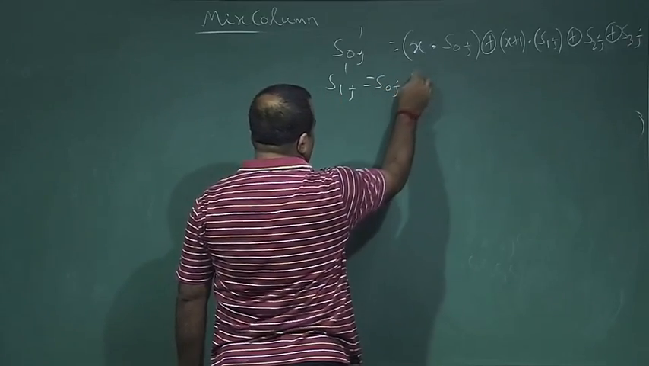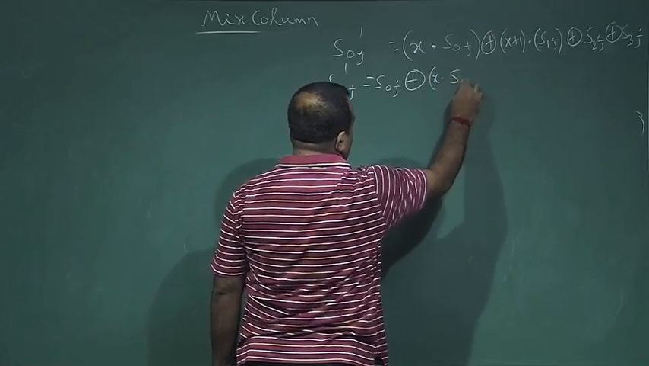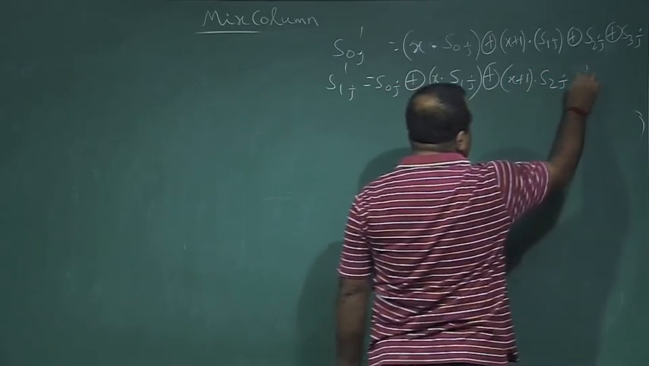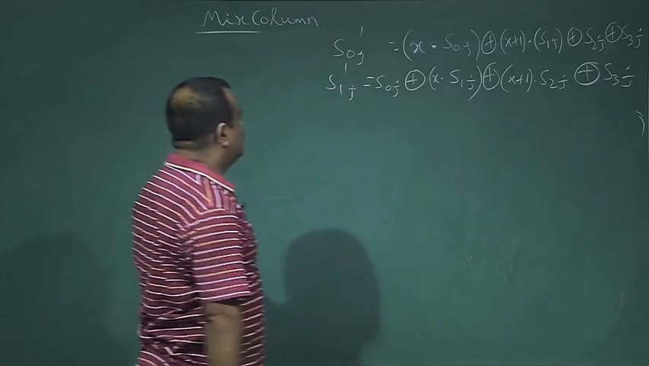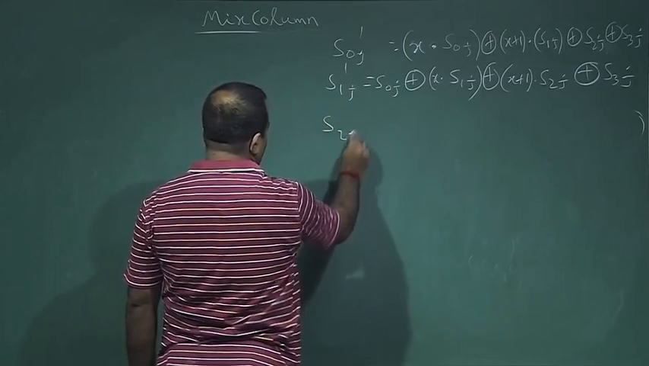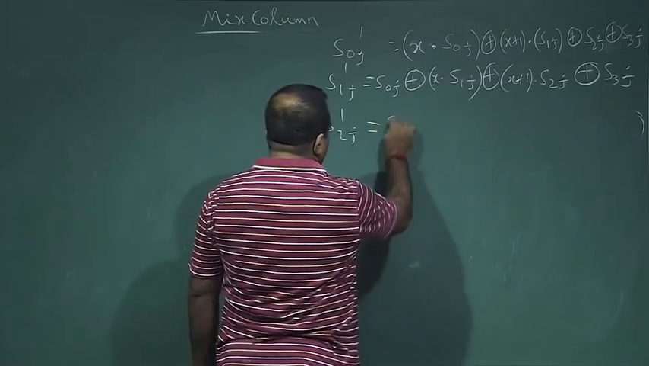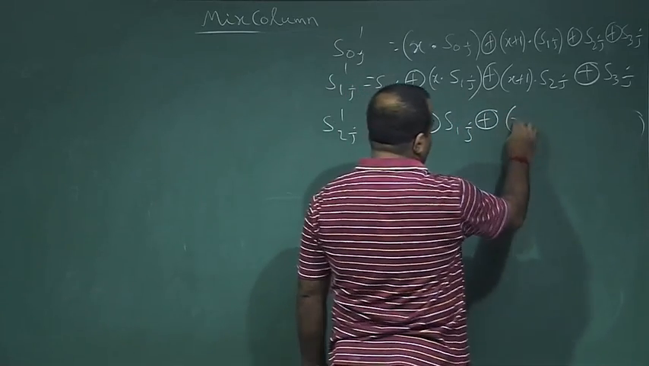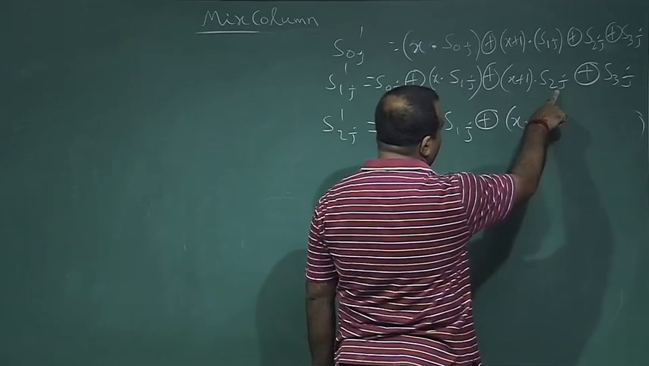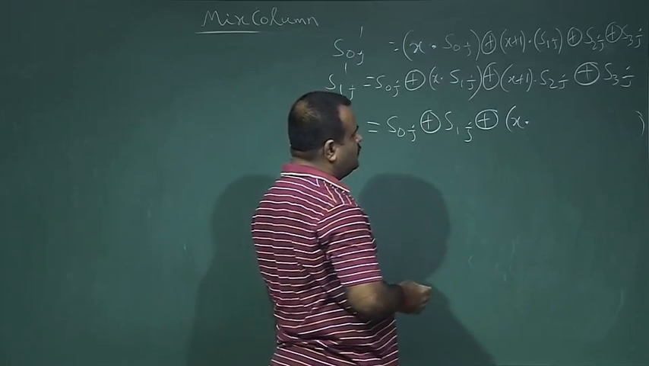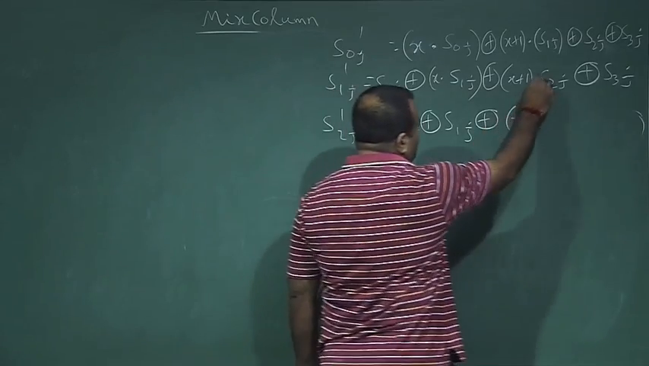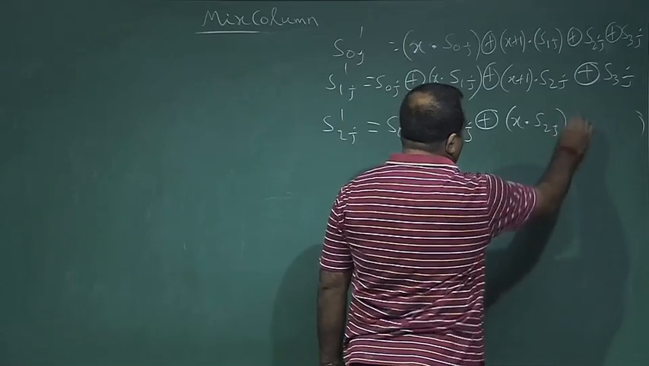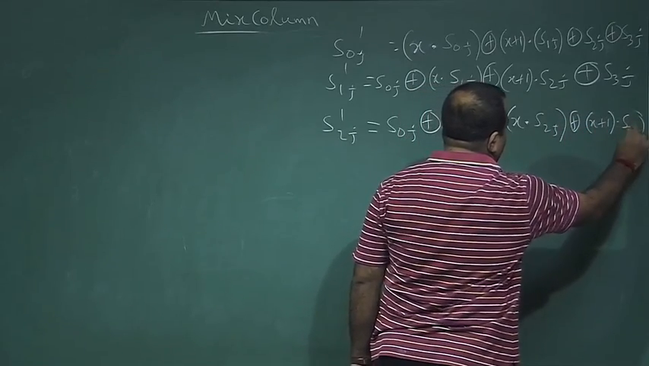Now, S1j' is basically symmetric. S0j remains unchanged, then we multiply x with S1j, then (x plus 1) with S2j, and S3j remains unchanged. So this is symmetric. For S2j', these two remain unchanged, XOR with S1j, then we perform x times S2j, where this multiplication means field operation. These are all 8 bits, so each can be converted into a polynomial, the summation of ai xi, and then we multiply under that irreducible polynomial modulus.